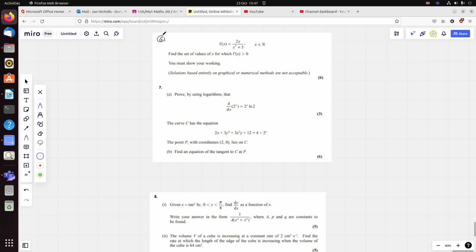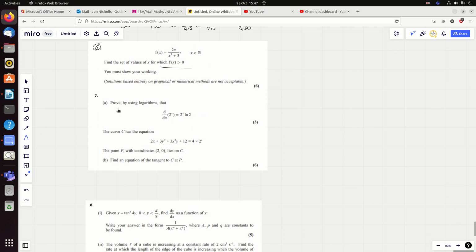This is question 6. Find a set of values of x for which f dash of x is greater than 0. So this is also the definition of an increasing function. That's another way you can ask this question. You can just say find a range of values of x for which the function is increasing.